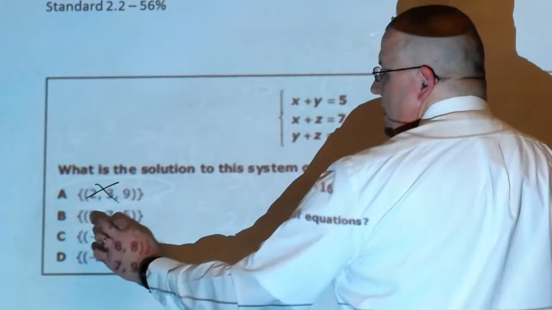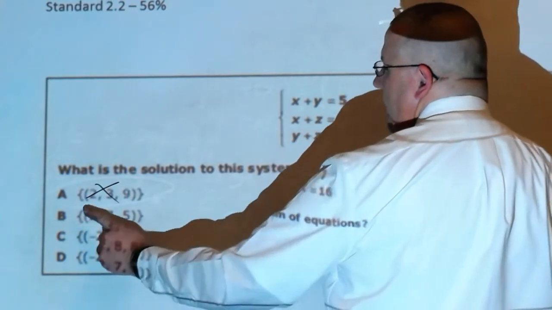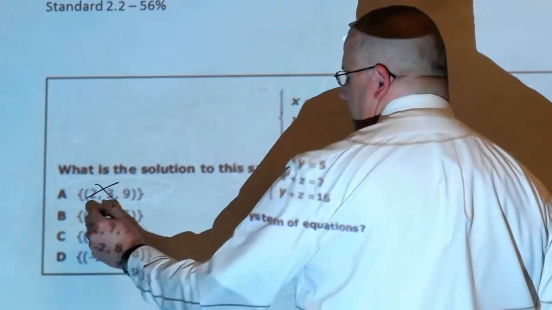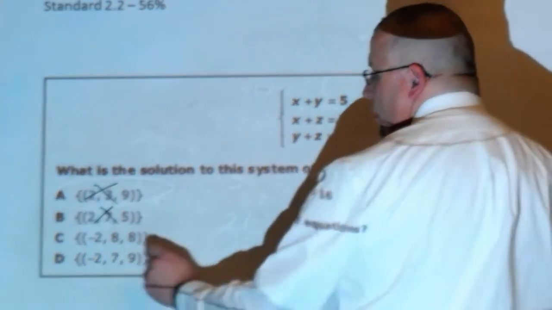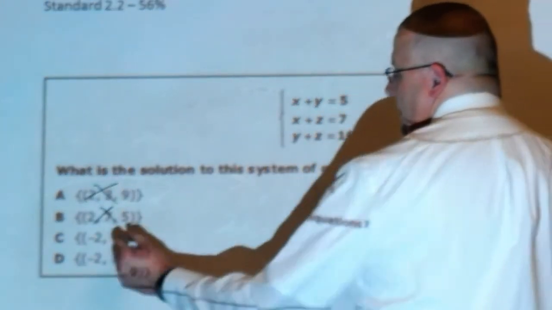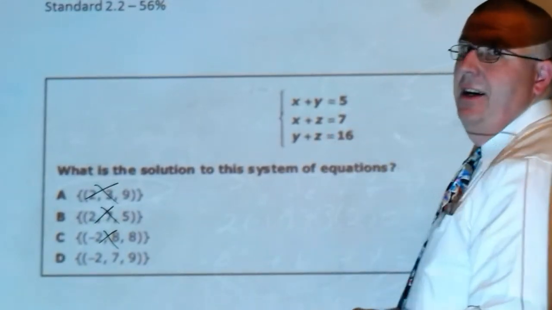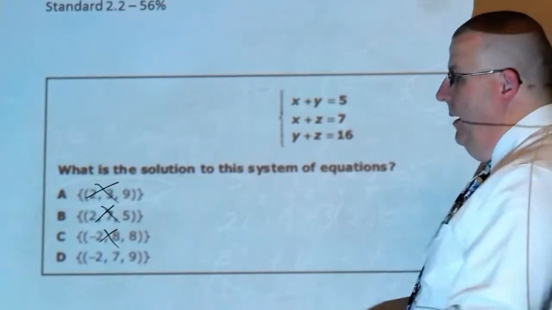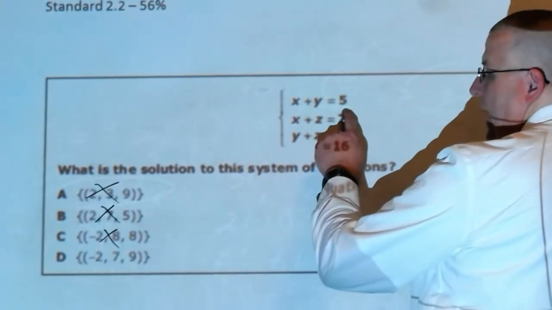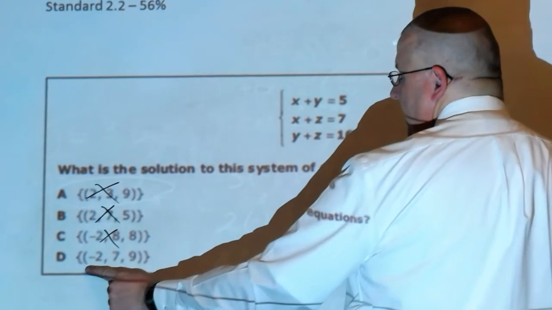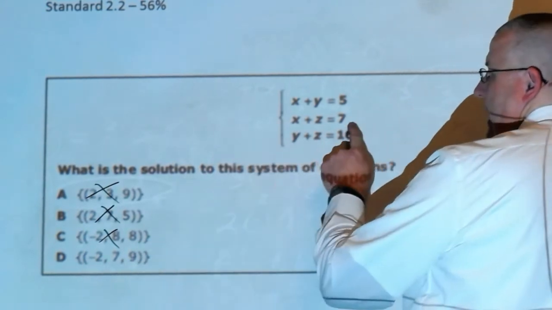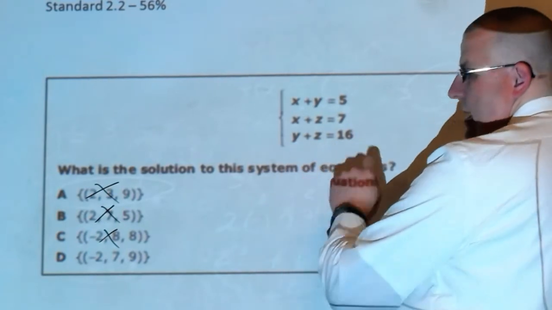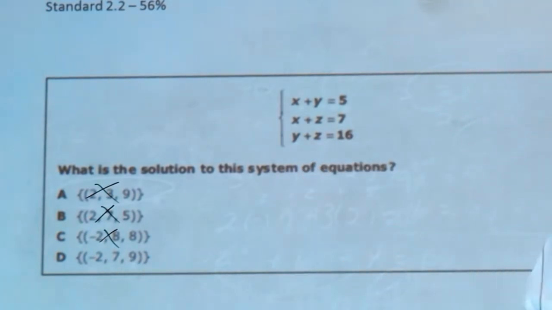2 plus 7, there's x, remember that's x, y, z, right? x, y, z. 2 plus 7 is 9. That is not 5, so it's not going to be B either. -2 plus 8, 6. It's not this one. Are you with me? So much easier just to plug it in, even if you do it mentally. -2 plus 7 is 5. -2 plus 9 is 7. And 7 plus 9, y plus z is 16. That works. Has to be D.